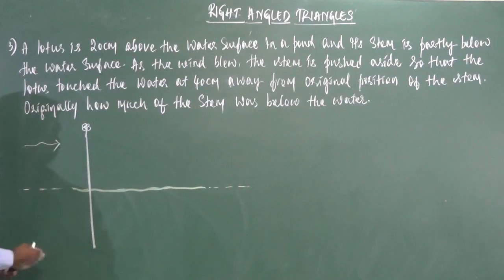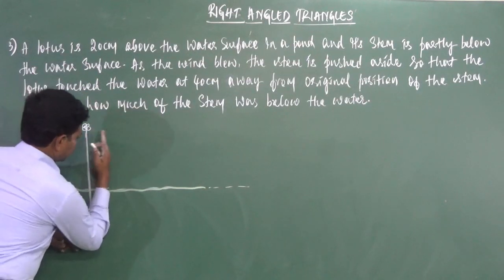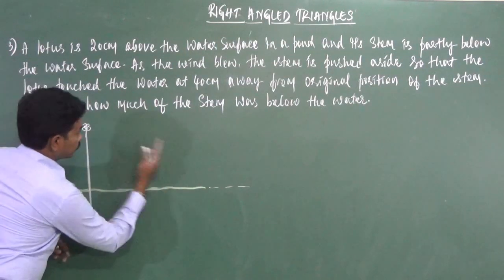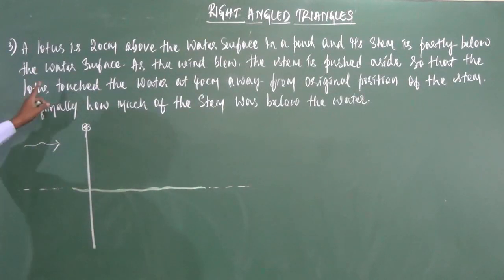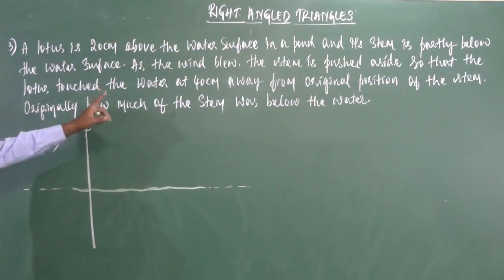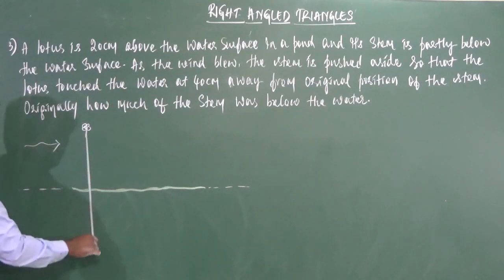So a moving wind has kinetic energy, and that kinetic energy is transferred to the lotus. So this entire lotus is going to bend. That is, it is being pushed aside, so that the lotus touches the water at 40 centimeters away from the original position of the stem. So this is the original position of the stem.